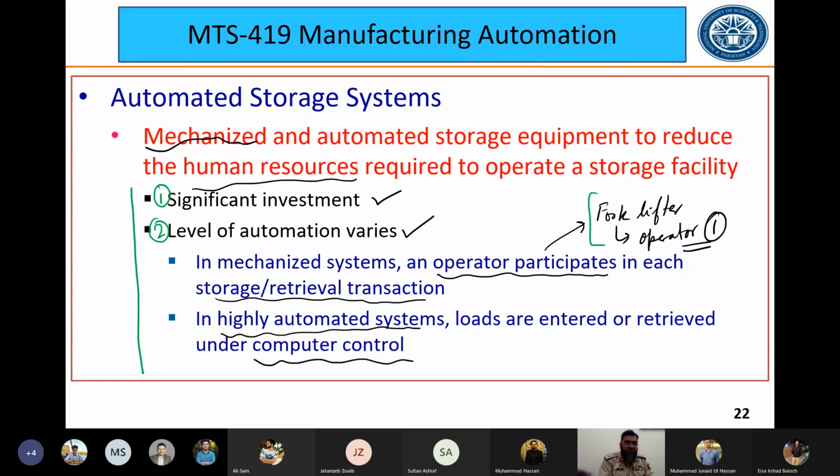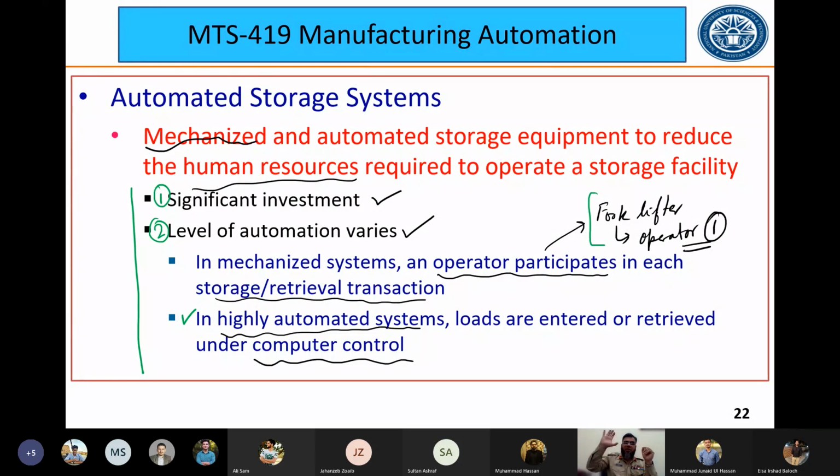In highly automated system, ये जो आपको यहाँ नजर आ रहा है, highly automated system, loads are entered or retrieved under computer control. So there is no requirement of operator. So it is done through computer according to जो कि हमने देखा था single command cycle and dual command cycle.